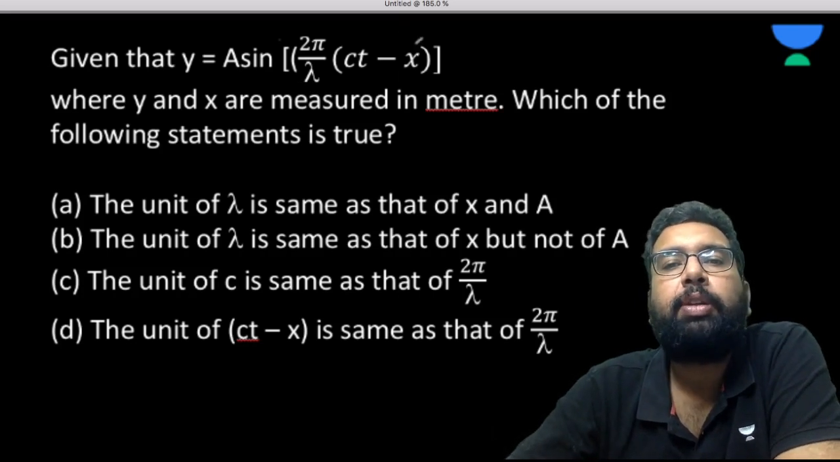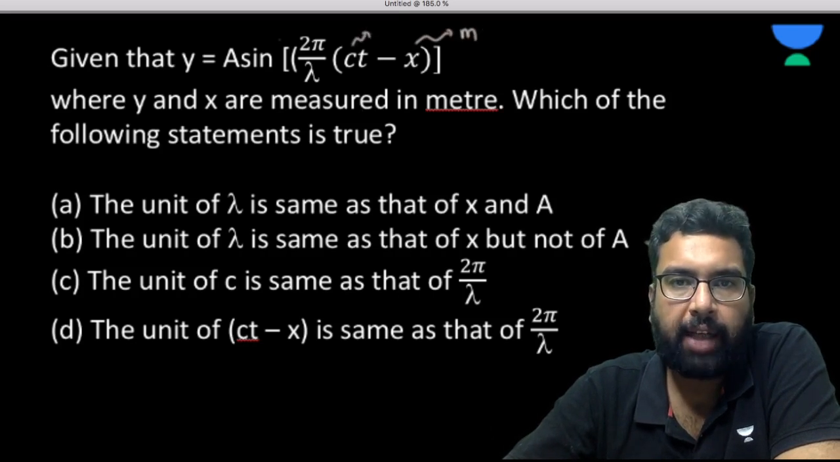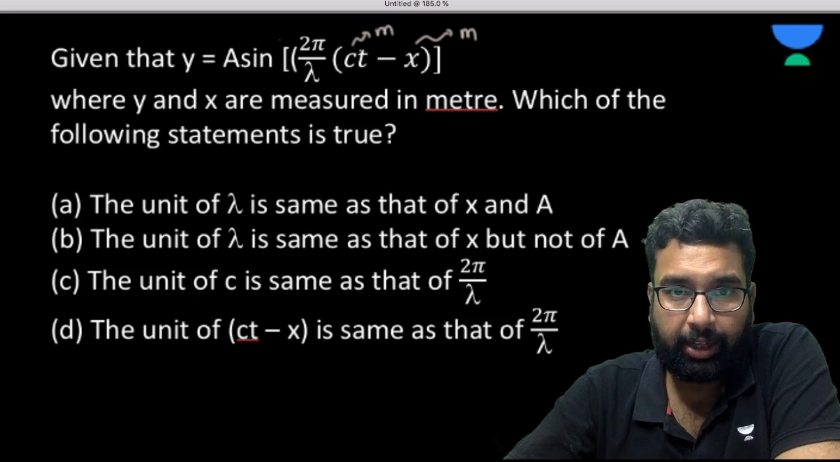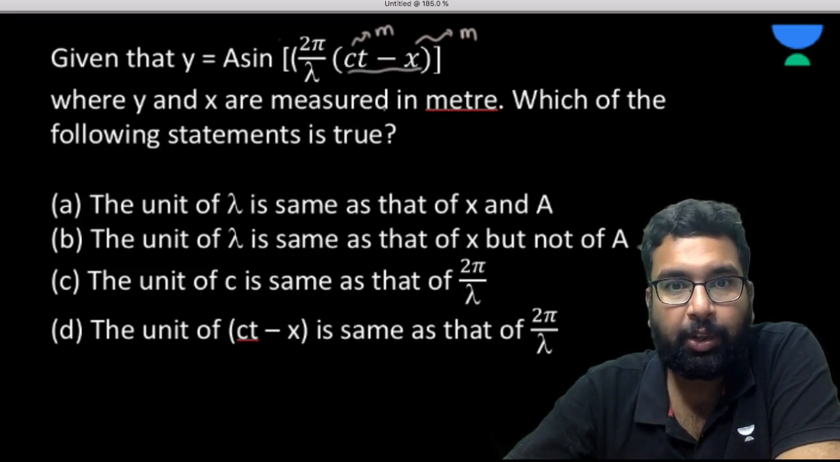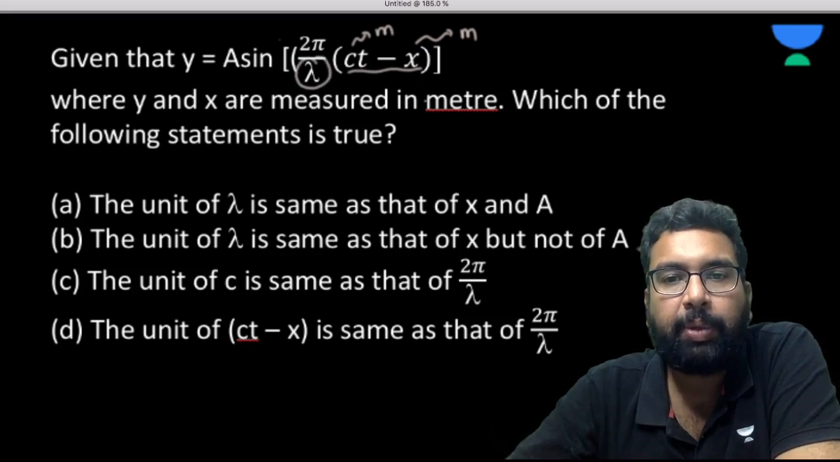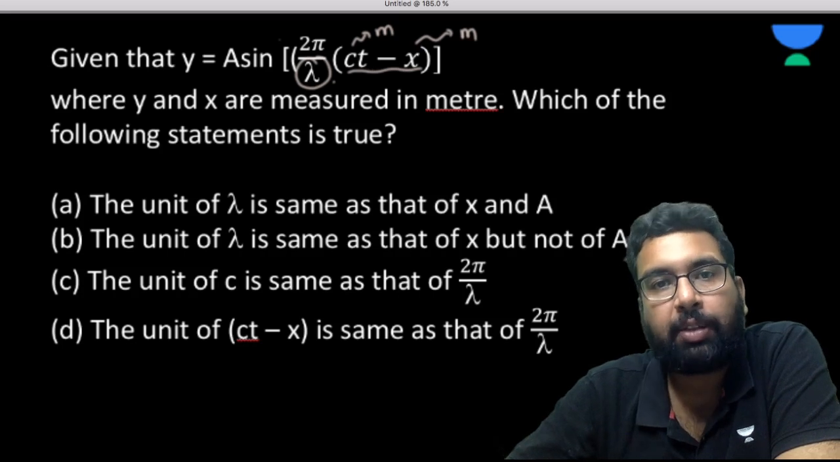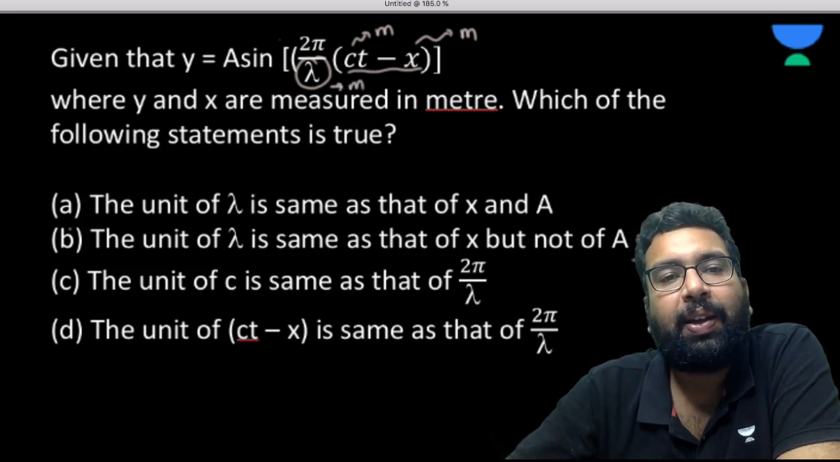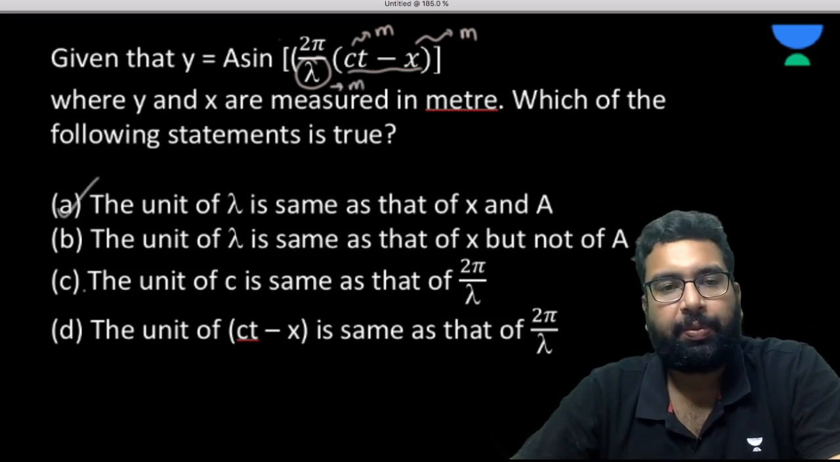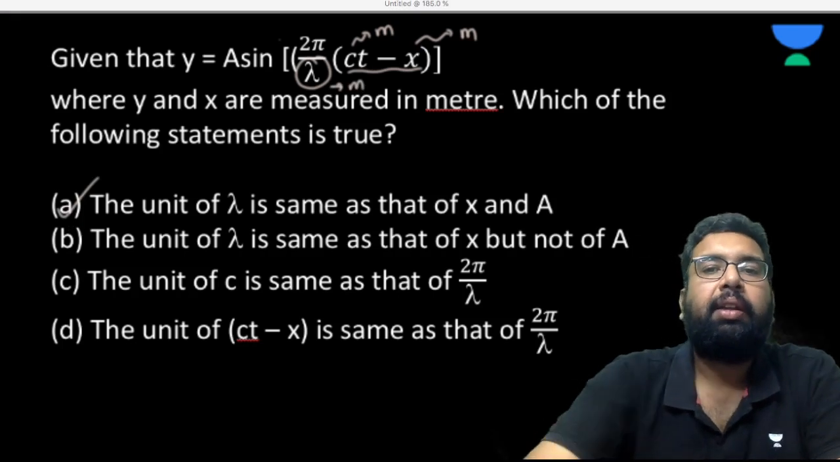Now the dimension of x is given to be meter. What is the dimension of ct? It has to be meter. So the dimension of the whole thing, ct minus x, has to be meter. So the dimension of gamma has to be the same as that of x. It has to be meter, right? So this has to be the true option.